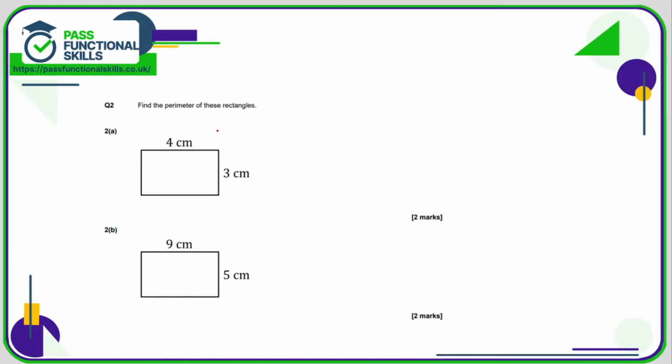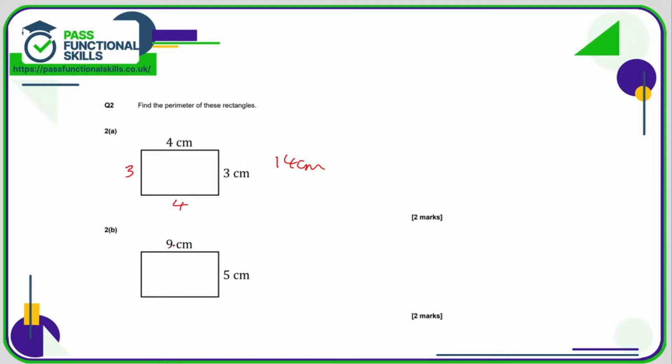For the perimeter of a rectangle, it might be worth writing in the sides that haven't been labelled. So remember, opposite sides are equal. So this side is 3, this side is 4. So 4 plus 3 is 7, plus 3 is 10, plus 4 is 14, or it's 4 plus 3 doubled. 4 plus 3 is 7, 7 times 2 is 14. So the perimeter is 14 centimetres.